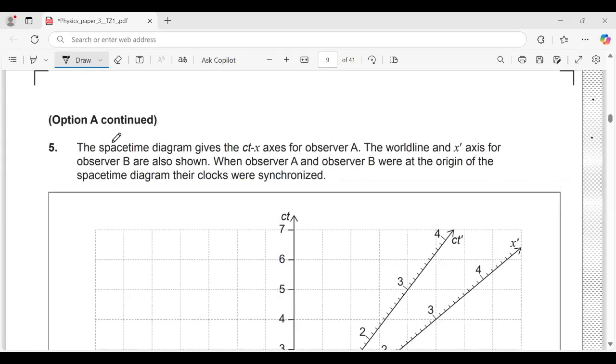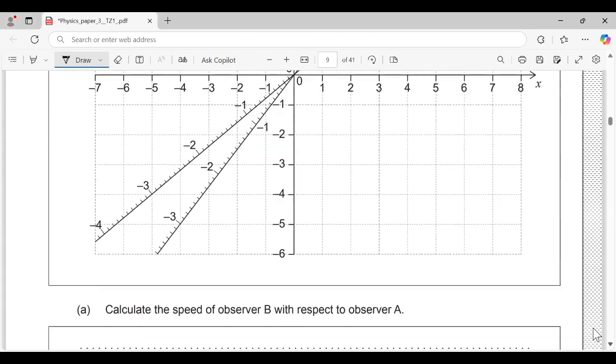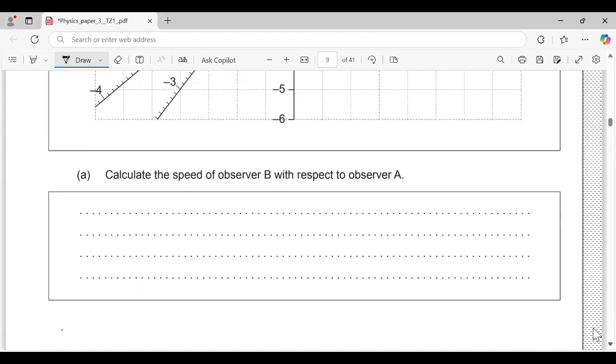Number 5. The space-time diagram gives the ct axis for observer A; the world line and the x prime axis for observer B are also shown. When observer A and observer B were at the origin of the space-time diagram, their clocks were synchronized. Using this diagram, calculate the speed of observer B with respect to observer A.